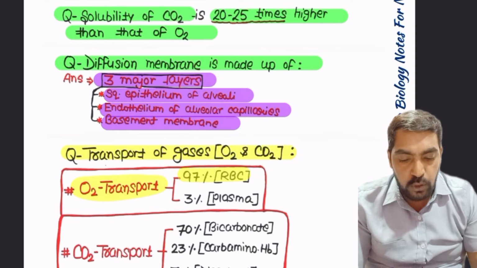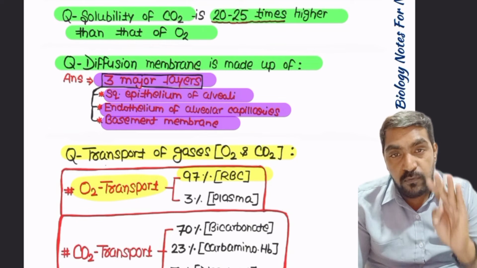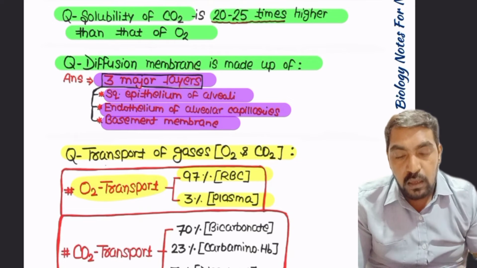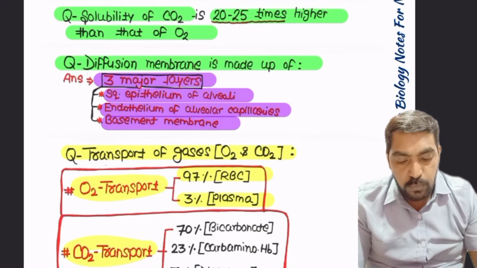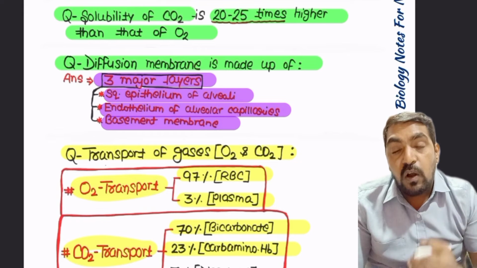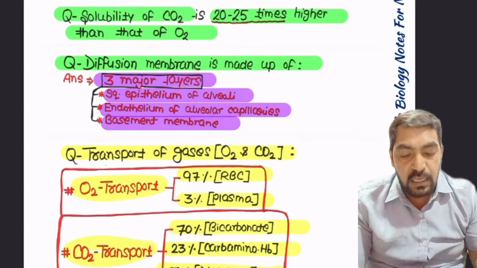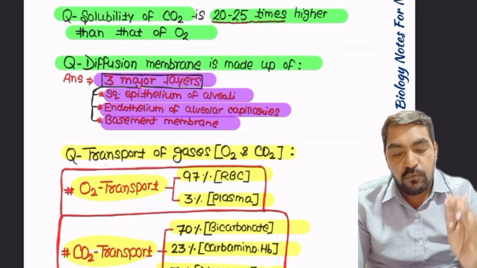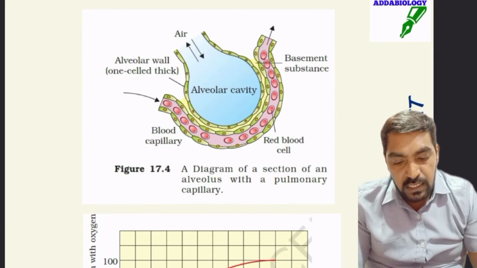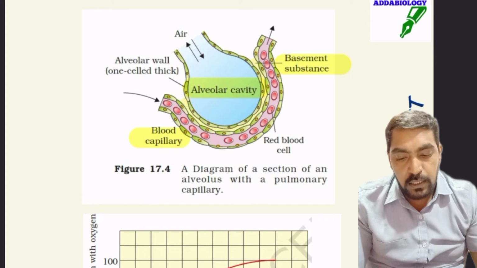Transport of gases, oxygen and CO2. Oxygen is always transported 97% through RBCs. One hemoglobin has a potential to carry 4 oxygen molecules and 3% oxygen is transported in the form of dissolved in plasma. Carbon dioxide transport, 70% is transported through bicarbonate ions. 23% is in the form of carbaminohemoglobin, means the carbon dioxide combines with the hemoglobin, and 7% is dissolved in the plasma in the form of carbonic acid. It gets transported. Look at these layers. Now you can understand the alveolar cavity, the blood capillaries and the basement layer.